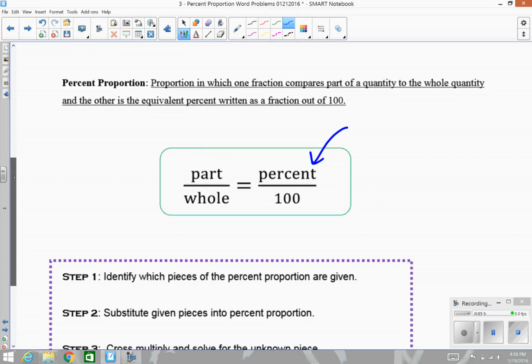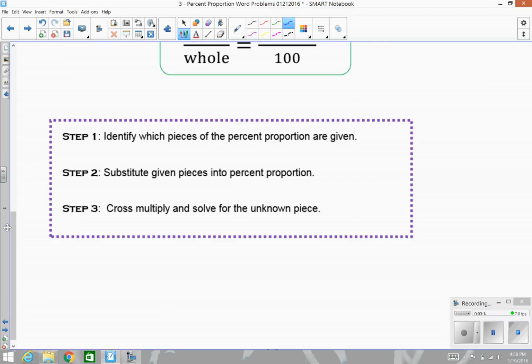Okay, and when we're using this, there's a couple of steps we need to follow. The first thing you should always do is identify which pieces of the percent proportion are given. You're always going to have 3 of the pieces and one of them is going to be your unknown. So you're going to substitute in the given pieces, and then we can cross multiply and solve for x. Okay, solve for the unknown variable. Once you're ready to start, go ahead and flip the page.